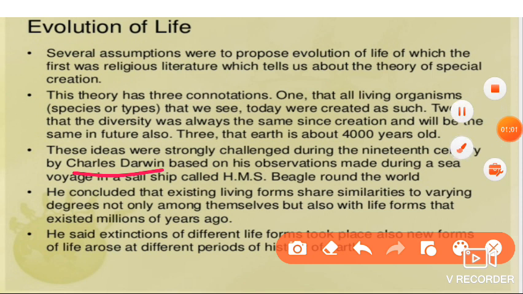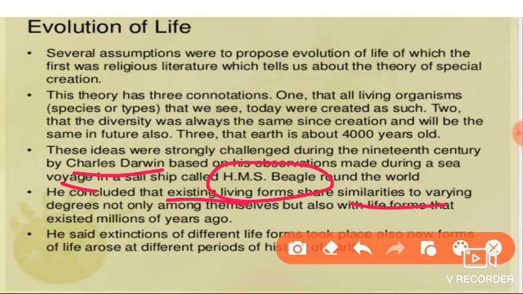They went on a sea voyage on HMS Beagle, and they concluded some important aspects about natural selection: how individuals vary among themselves, the extinction of many species, and the origin of new species. And the earth is not only 4,000 years old, it is billions of years old, which was mainly given by Charles Darwin.